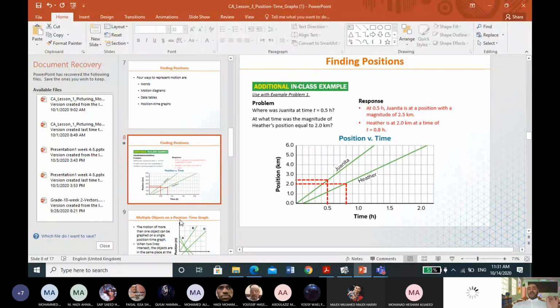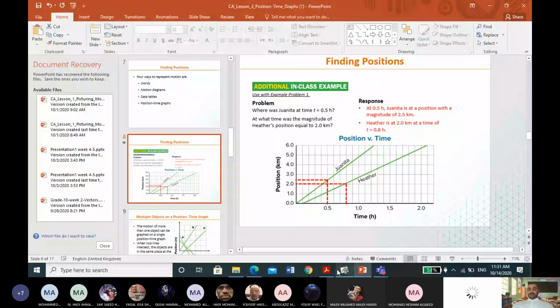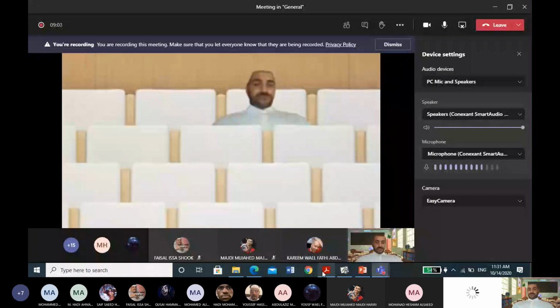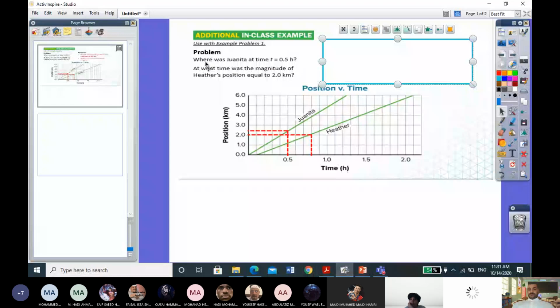Now let's start solving this exercise. Before this, who will read, guys? Yes, Karim, please. Where was Juanita at time 0.5 hours? What do we have here, guys? We have a position-time graph. Position here is in kilometers, guys. You can see it here in kilometers and not in meters. If I highlight it here, it's in kilometers, not in meters. So now let's see.